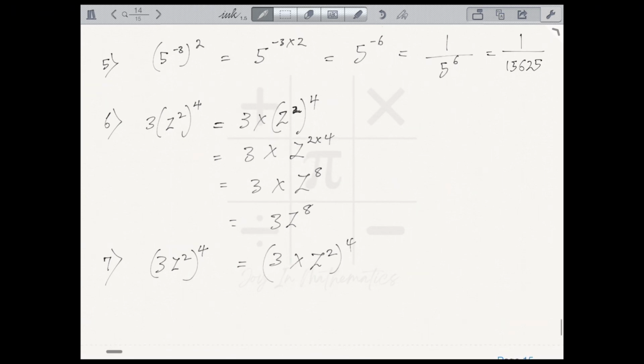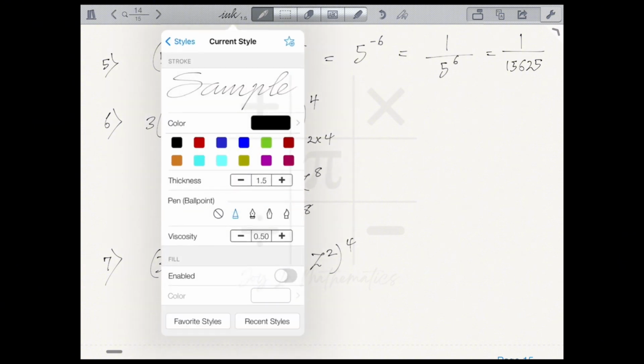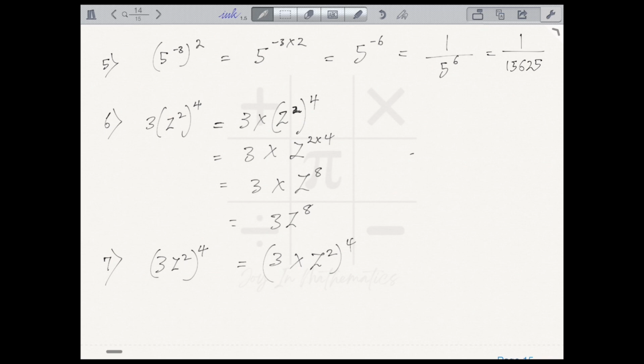To take us further in this question, we'll understand that an extension of the law says that ab raised to the power of x is equal to a raised to the power of x multiplied by b raised to the power of x. Or we can simply say that ab raised to the power of x is equal to a to the power of x, b to the power of x. In this case, we have 3 to be our a and z squared to be our b. Therefore, this is 3 raised to the power of 4 multiplied by z squared raised to the power of 4.